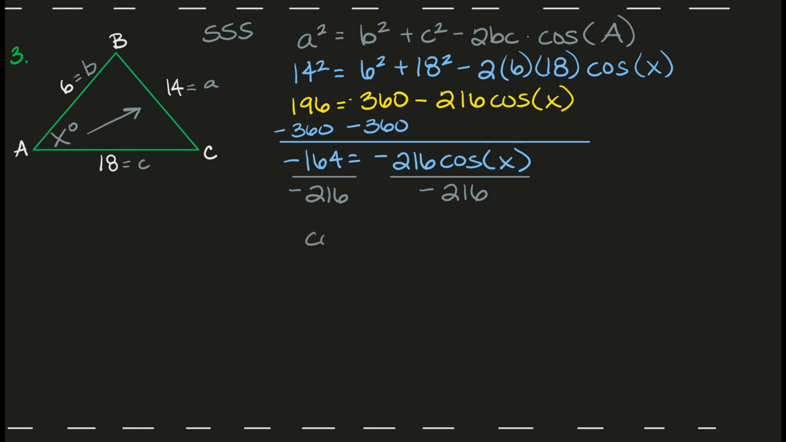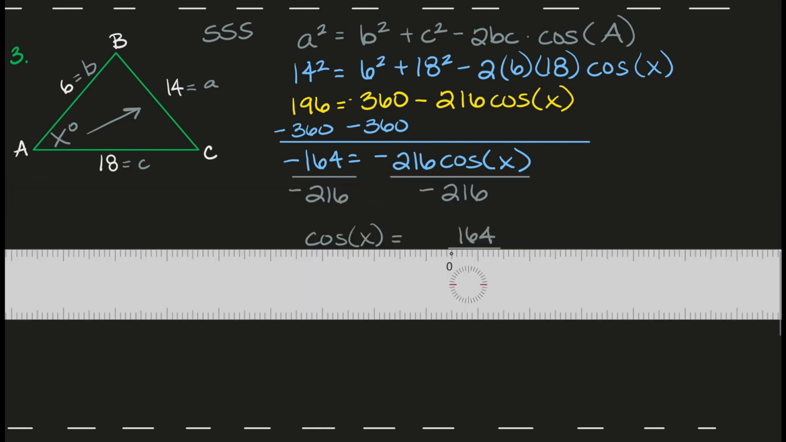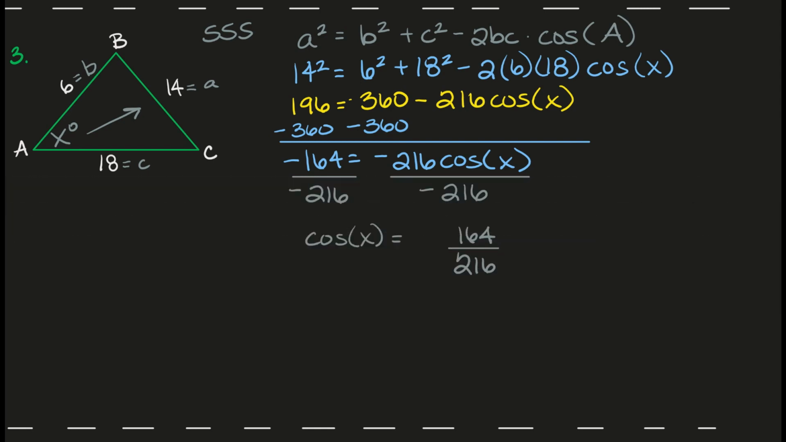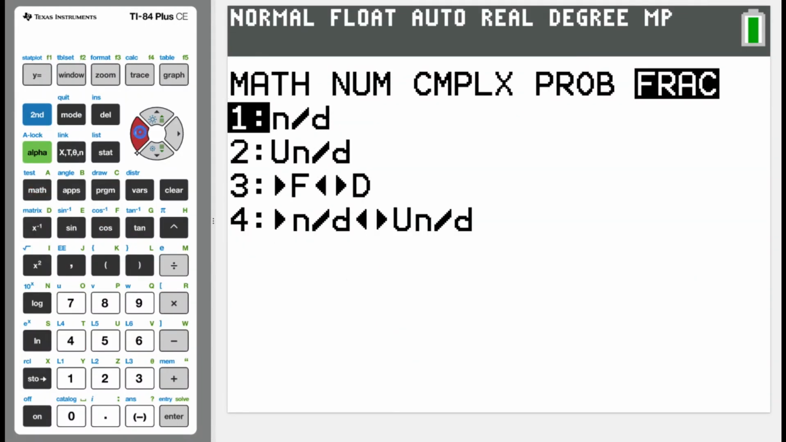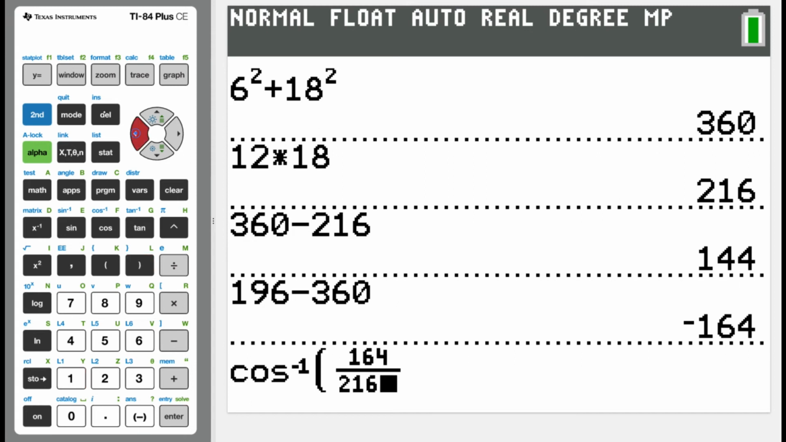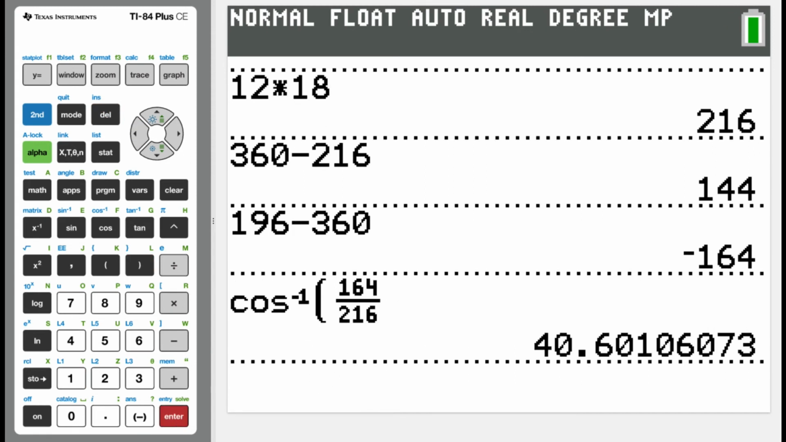So I'm going to rewrite this so cosine is out in front. And I have 164 over 216. So in order to get rid of cosine, you're going to have to multiply by the inverse. So let me take this and move it over to the right here. And I'm multiplying by inverse cosine. So x here is going to be approximately, let's type this in on our calculator. Let's go second cosine, and then we'll say 164 over 216. And that's going to give us 40.6.